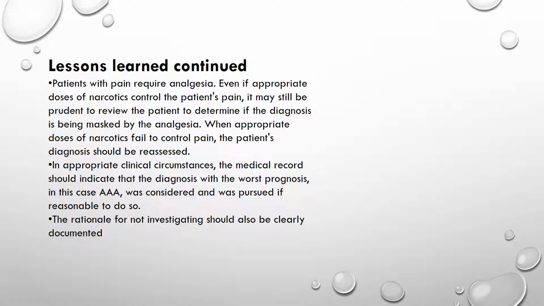The medical record should indicate that the diagnosis with the worst prognosis, in this particular case an AAA, was considered and was pursued if reasonable action was noted to do so. So the rationale for not investigating should also be clearly documented, because if you look back at the earlier slide, it clearly states that all of the findings had been normal. However, the symptoms still persisted.